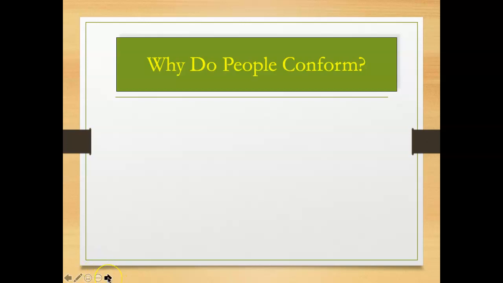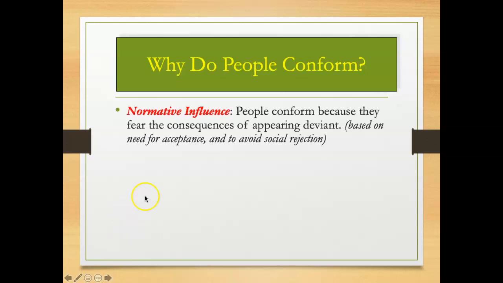Well, we can look at why people conform. In social psychology and in other social sciences, we often talk about two different kinds of influence, or two different bases of influence. One is normative influence. People conform because they fear the consequences of appearing deviant. That's based on the basic need for acceptance, the need to avoid social rejection, the primitive human need to belong, which manifests itself in our need to be accepted by others, to avoid social rejection and, if you will, being booted from the group.